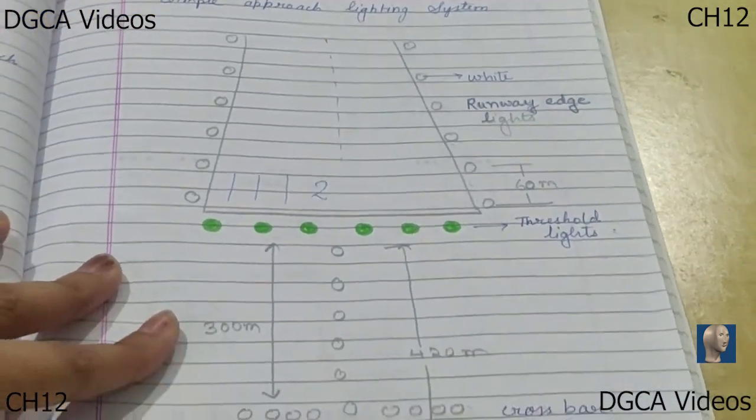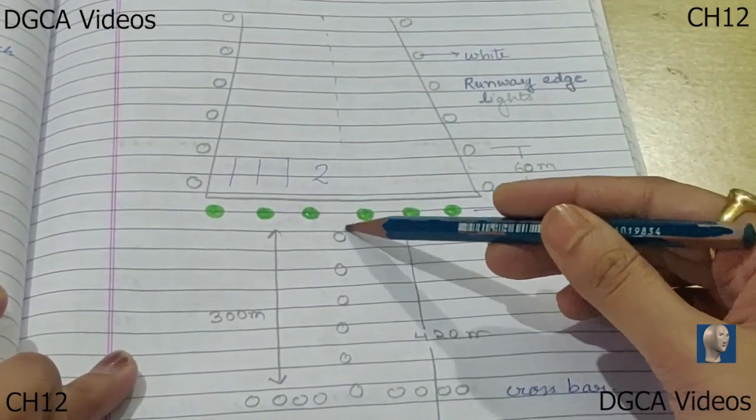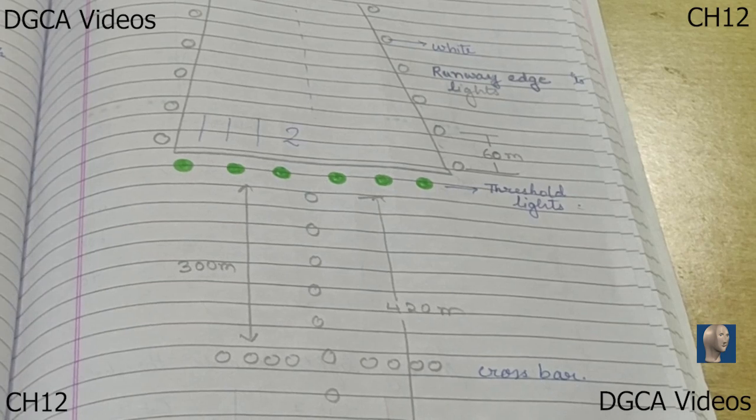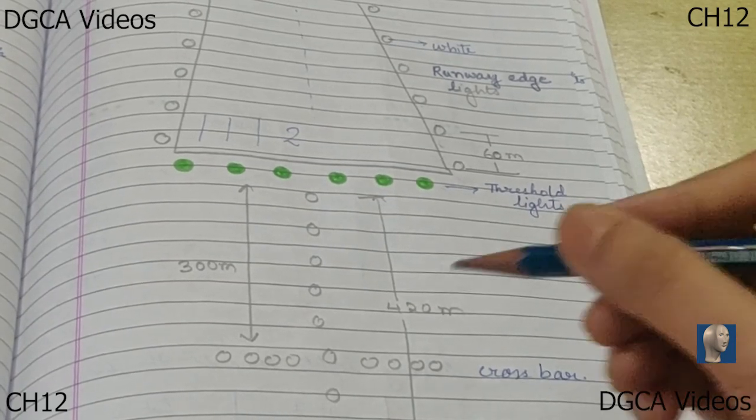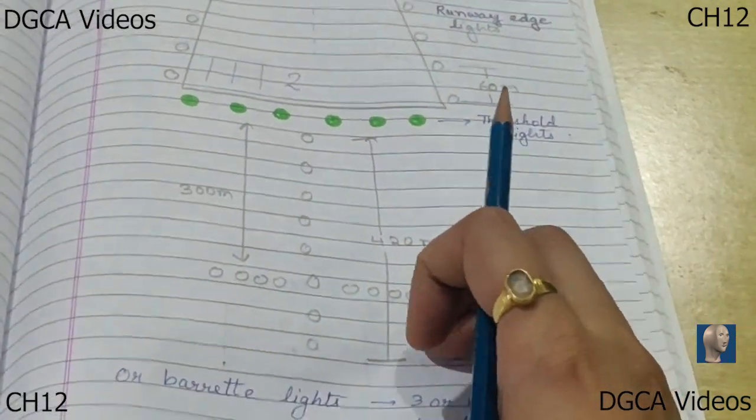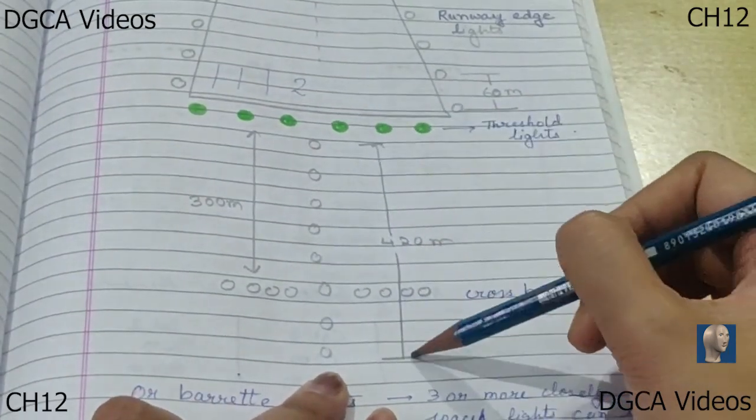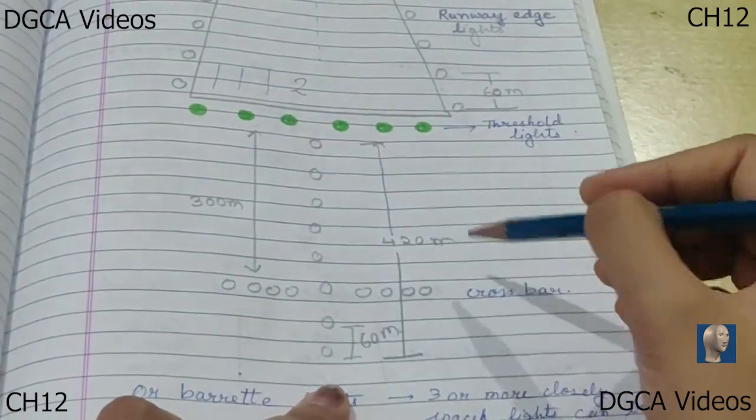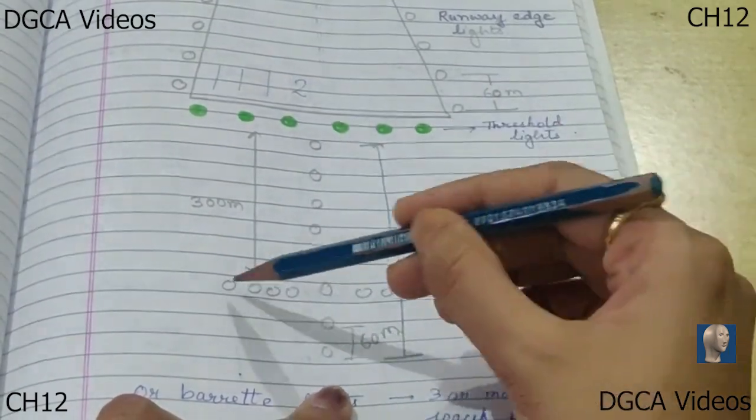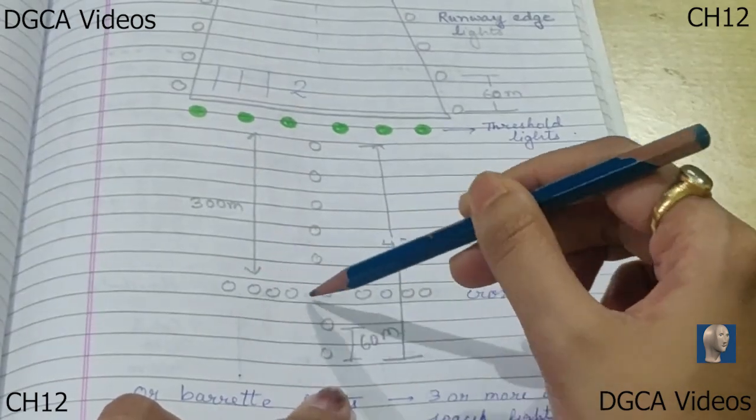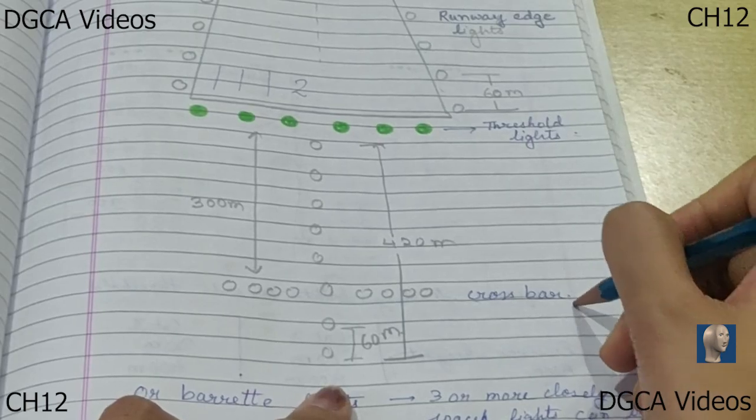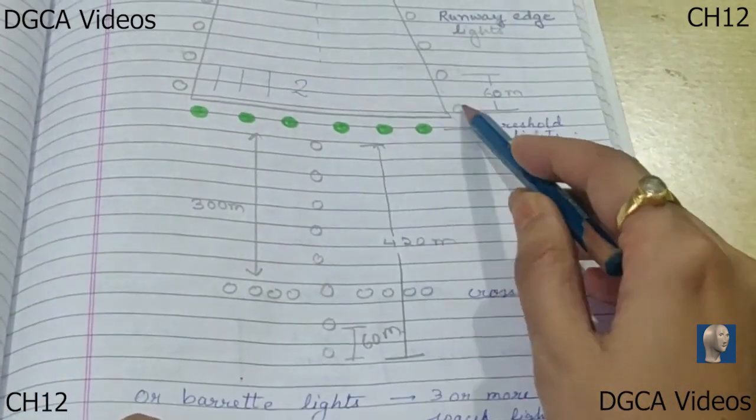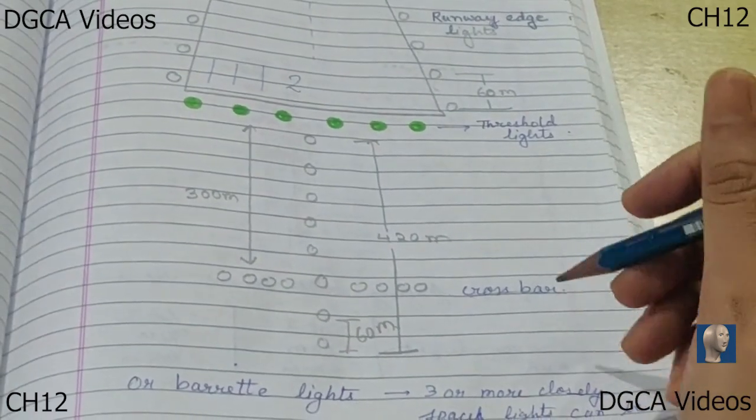Then this that you see is an extension of the center line. These lights extend up to 420 meters from the end of the runway, and the distance between them is 60 meters. Also, within 300 meters of this distance there is again a series of white lights, which is known as a crossbar. It is also called the decision bar. These provide the aircraft a proper direction for landing.